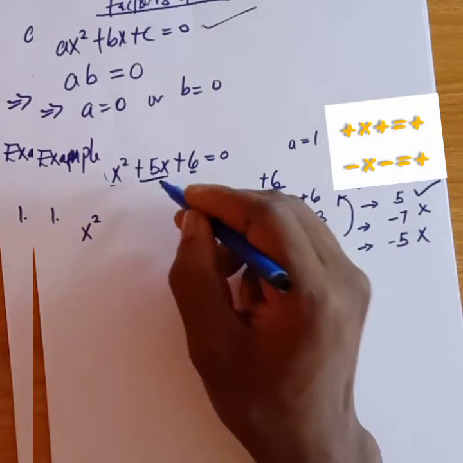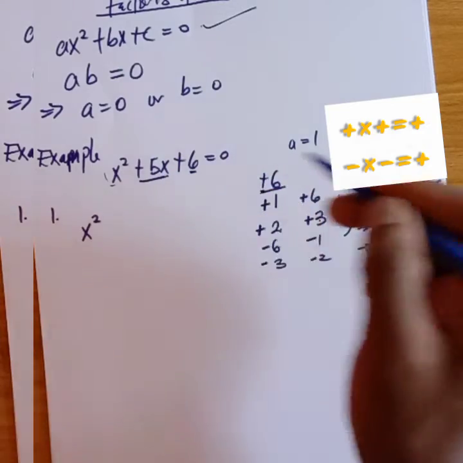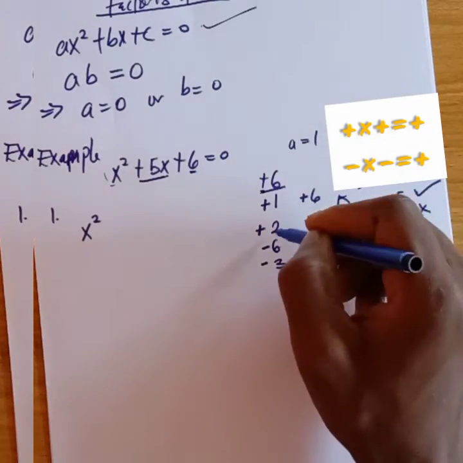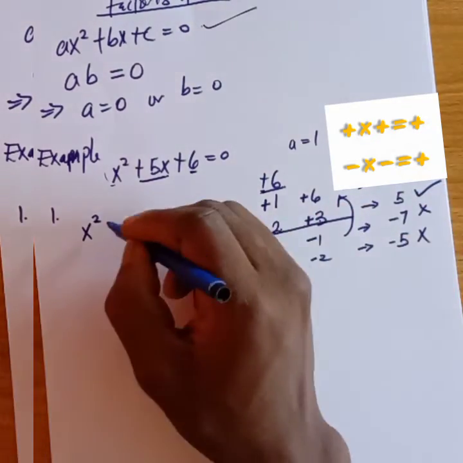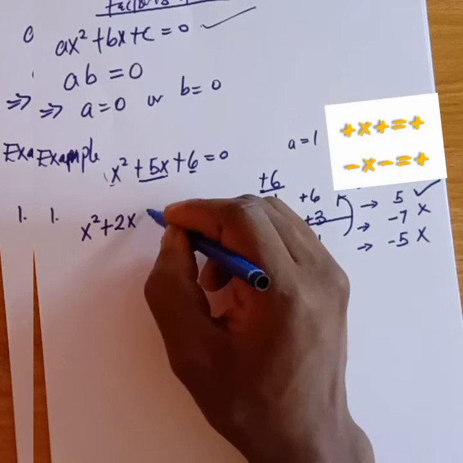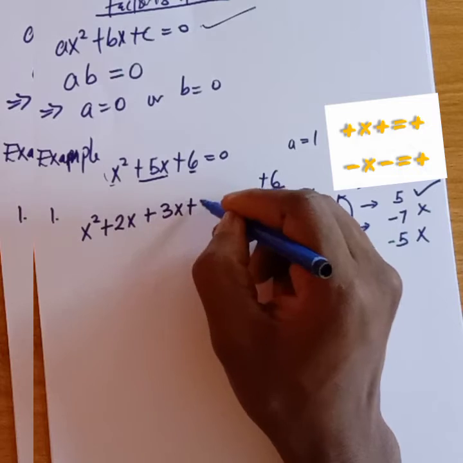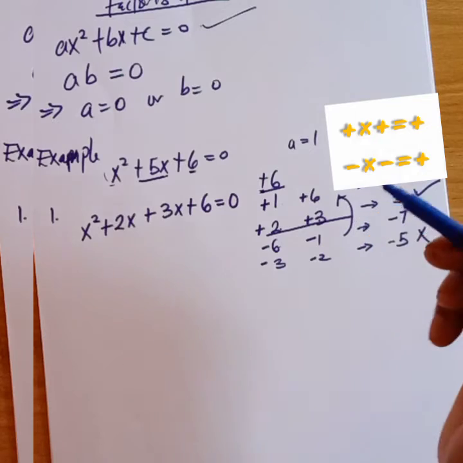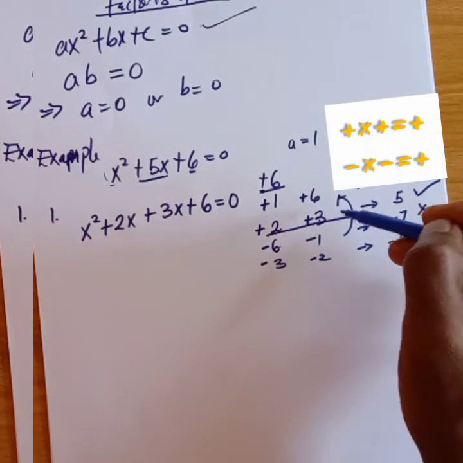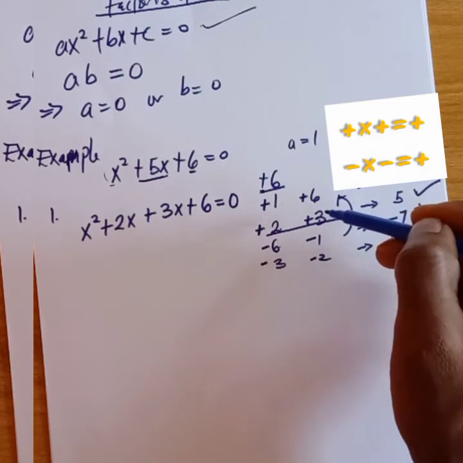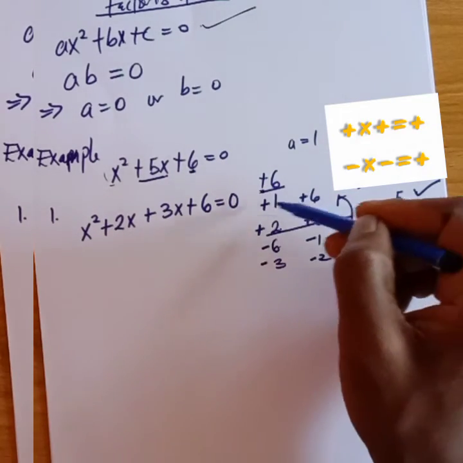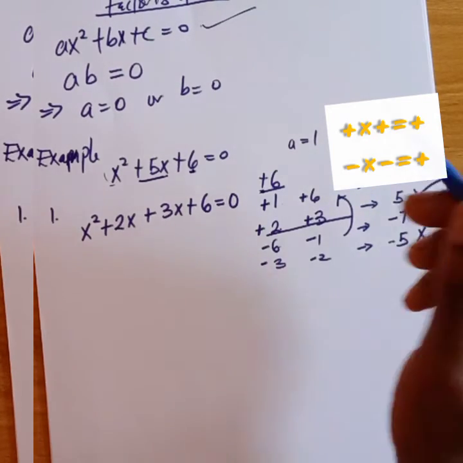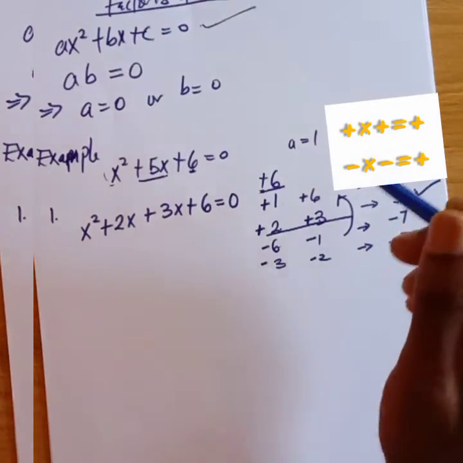Now, instead of writing plus 5x in the middle as a middle term, as a linear term, I would replace it with this. And that will be what? x squared plus 2x plus 3x plus 6 equals 0. Now it's very important we find the factors that would multiply to give us the constant term, and when added will give us the linear term. That is the crux of solving a quadratic equation using the factorization method.